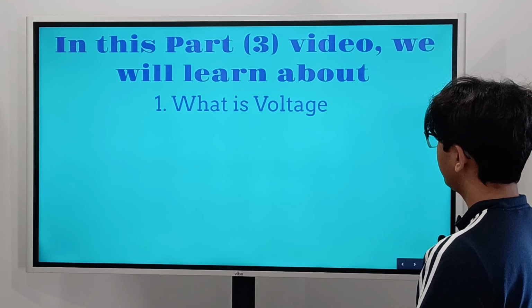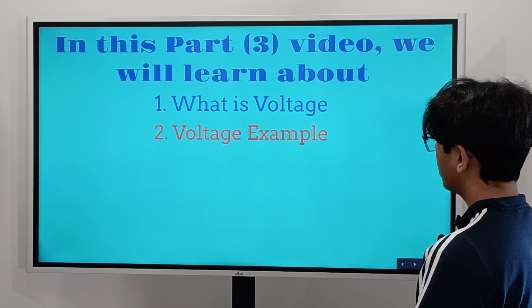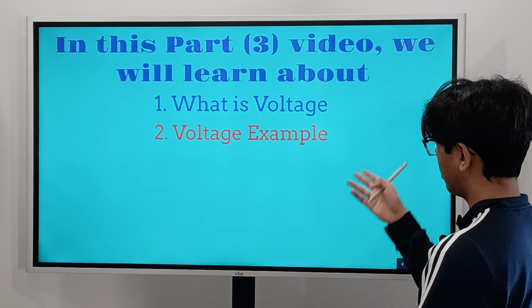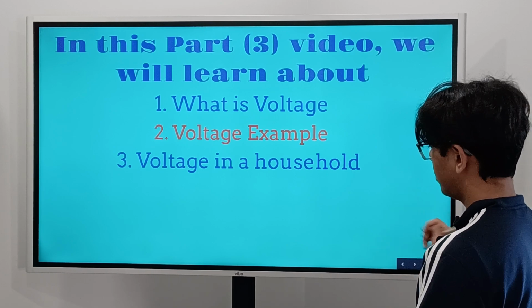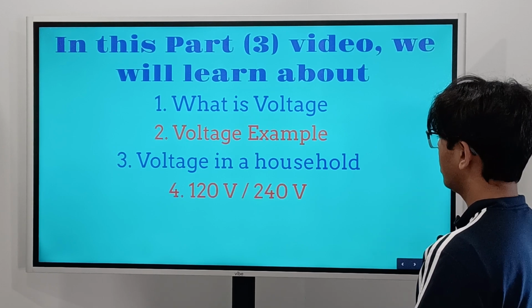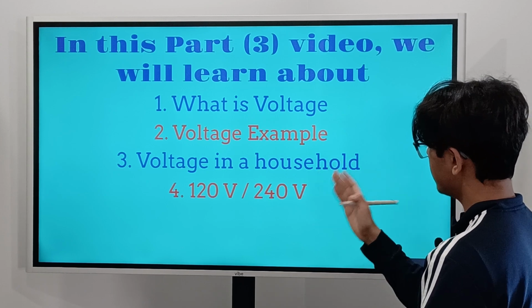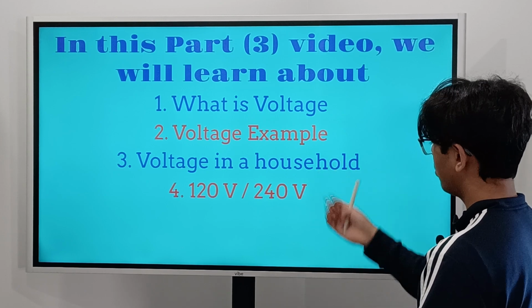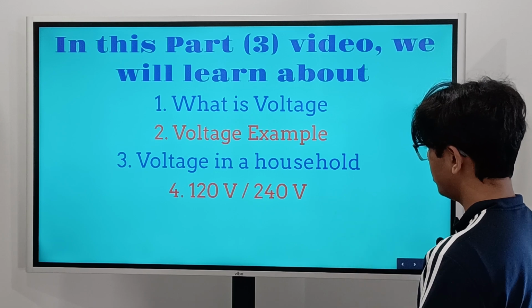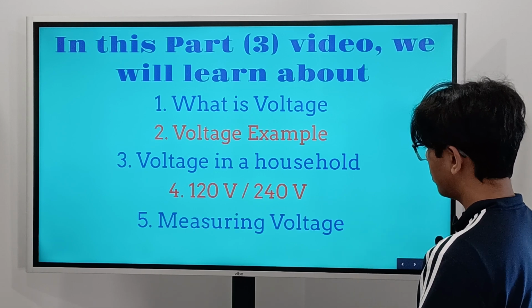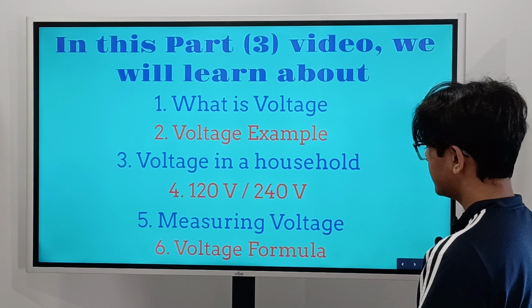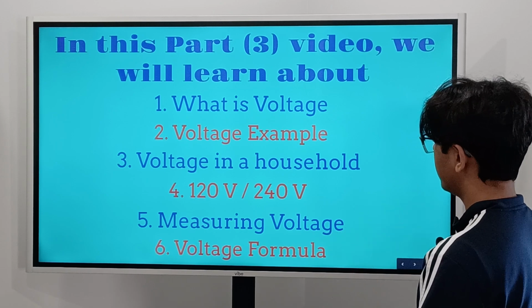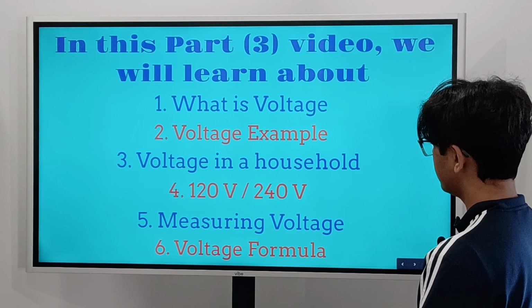In this part 3 video, we're first going to learn about what voltage is. Second, we're going to go over a voltage example for a clearer understanding. Third, we're going to go over voltage inside of a household. Fourth, we're going to go over the difference between 120 volts and 240 volts, and which one is safer and which one is better to use in your home. Fifth, we're going to go over how to measure voltage. And finally, sixth, we're going to go over the voltage formula. So this is what we're going to be covering in today's video.